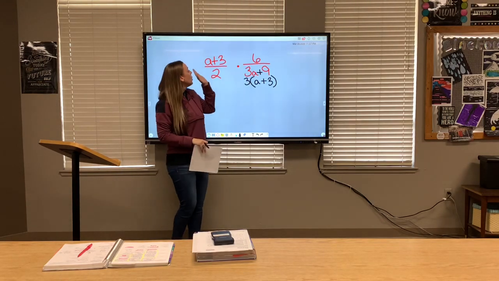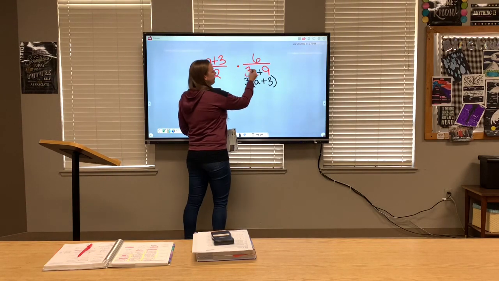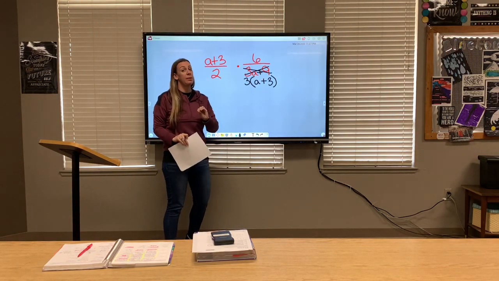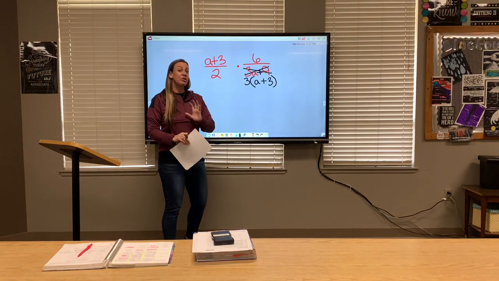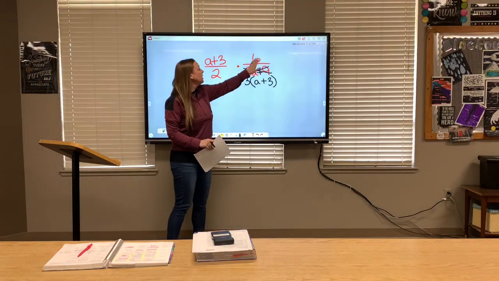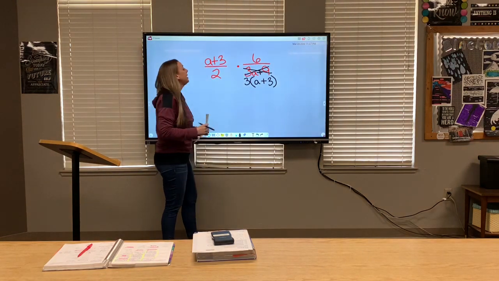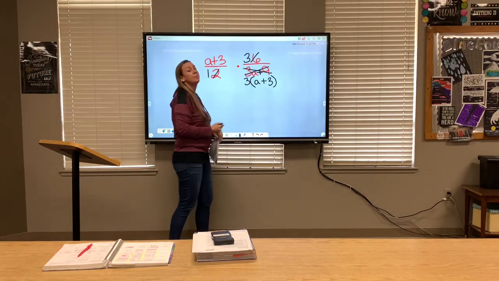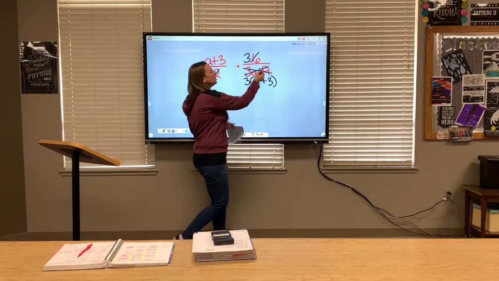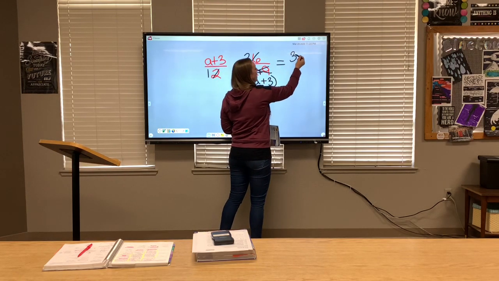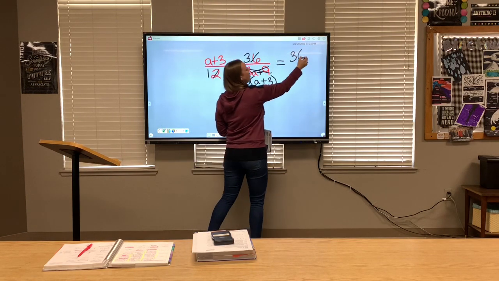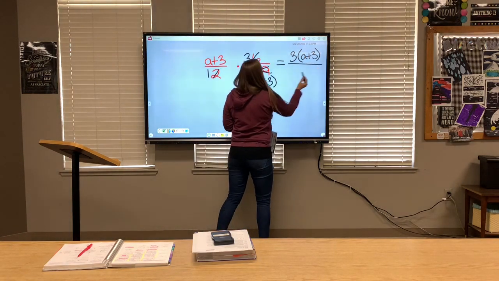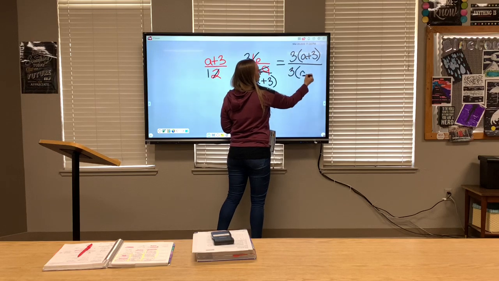So now what we're doing is we can simplify anything on top with anything on the bottom. So I'm going to ask that you do that first and then multiply across. So this 6 and this 2, I can go ahead and make this a 1 and make that a 3. Okay? Then I can multiply across. I have a 3 on top and an A plus 3 in a parenthesis there. And then on bottom I have 3 times A plus 3.